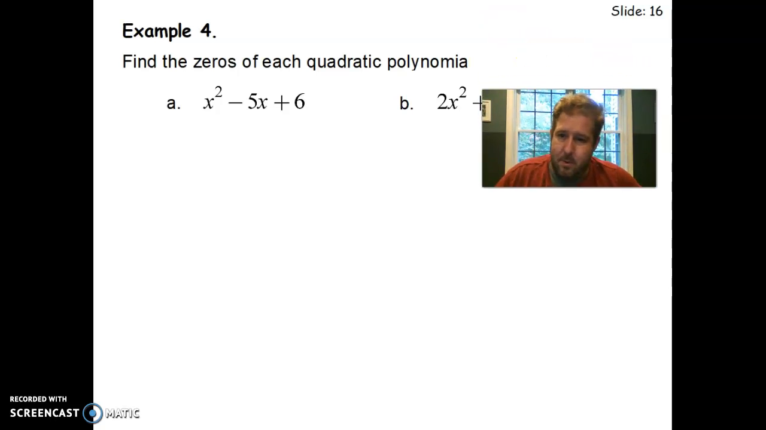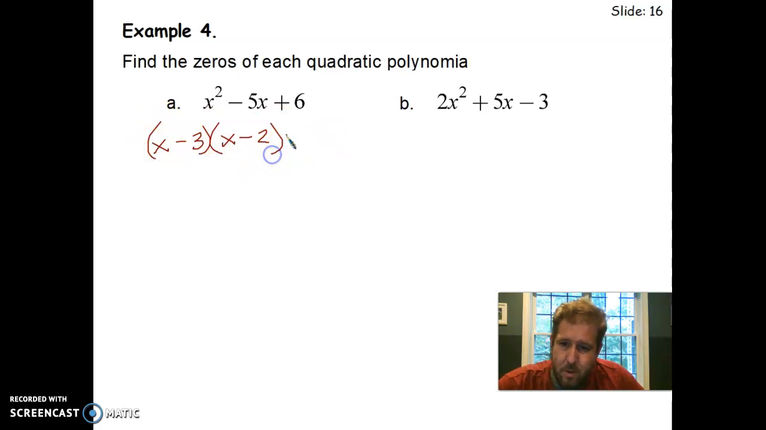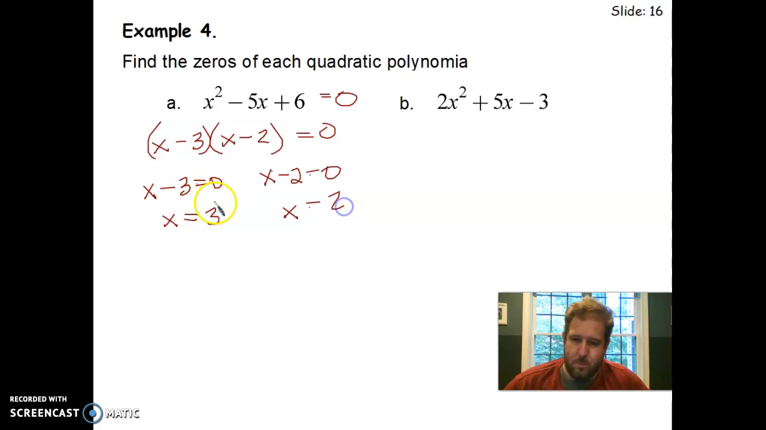All right, example number 4. Find the zeros of each quadratic polynomial. This one is factorable. That's the nice thing about it. So this is x minus 3 times x minus 2 equals 0. I think we're missing our equals here. So set it equal to 0 and solve. So that means x minus 3 equals 0 and x minus 2 equals 0, which means our answers are 3 and 2.